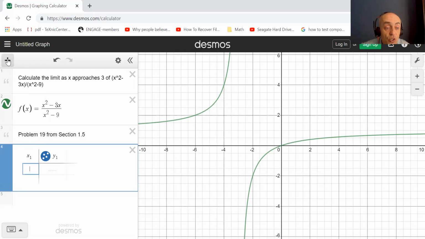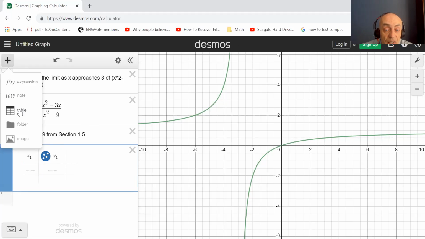So I clicked on the plus symbol here, folks, and I chose a symbol. Where is the symbol? The symbol is this table here. And I clicked on that.